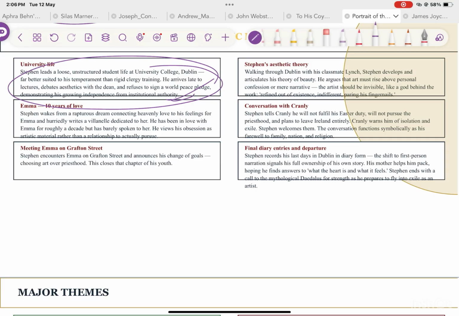So now, Stephen awakens from a euphoric dream in which he imagines his life from the perspective of seraphim, the highest order of angels. The dream connects spiritual love with his romantic feelings for Emma. Then he starts to pen a poem, a villanelle dedicated to her. He has been in love with Emma for roughly a decade, and Stephen attempts to capture the beauty and emotion revealed in his dream, inspired by the vision of Emma.